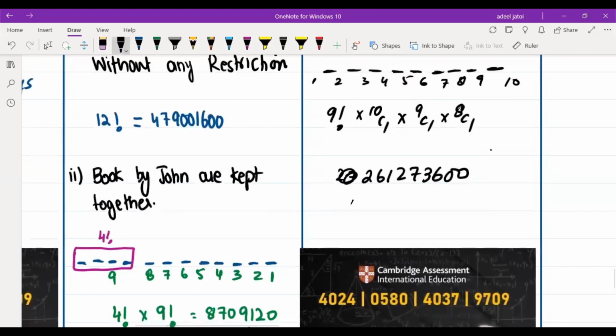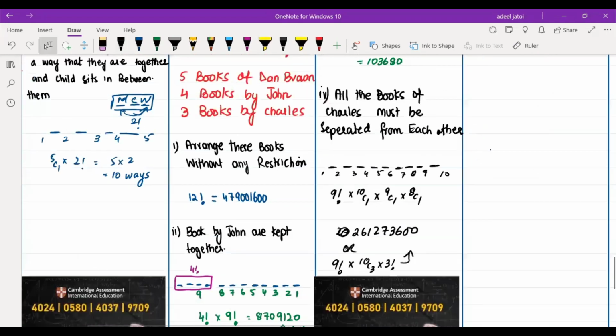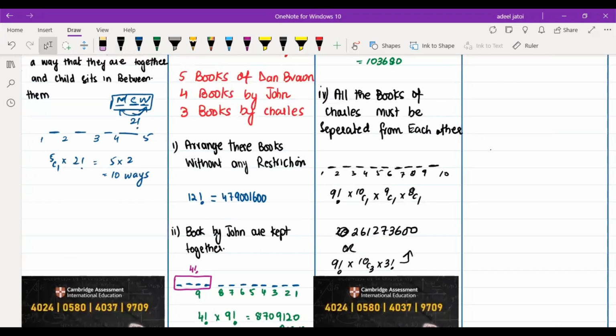There's another way of doing it. This should be 9 factorial for the movement of the books. This can also be 10C3 into 3 factorial. You will end up having the same answer, that is 261,273,600, when Charles's books are kept separated.